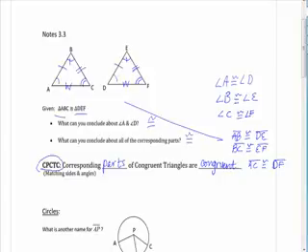Now, it's important that you don't get CPCTC, the letters, mixed up. So if you're going to use the abbreviation rather than writing out corresponding parts of congruent triangles are congruent, make sure that you know what it stands for and that you don't get the letters mixed up. Because if you mix up the order on a test or a quiz, I will take off a half a point or so. All right.